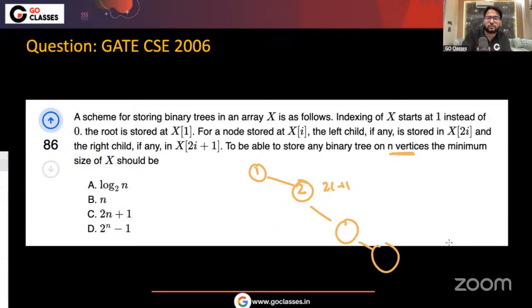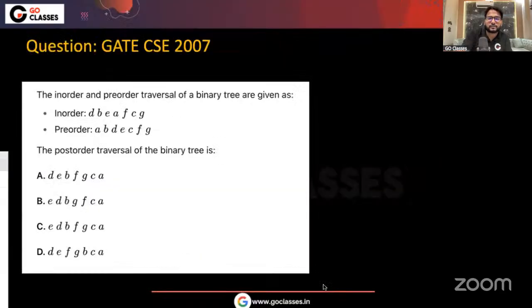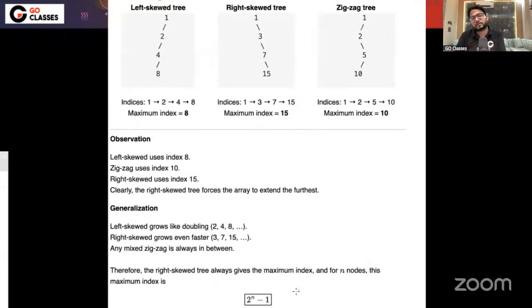You can see here that a right skewed tree will force the array to extend to the furthest. In general, left skewed will keep on doubling like this, right skewed will double like this. Therefore, right skewed will give the maximum index. So 15 is the correct answer, or in terms of the generalization, 2 power n minus 1. Is this okay to everyone? Okay, great.